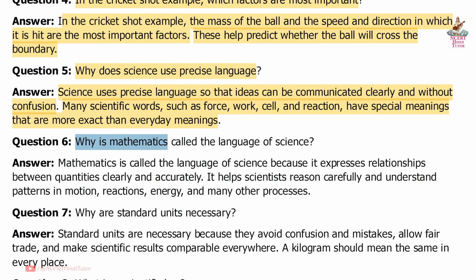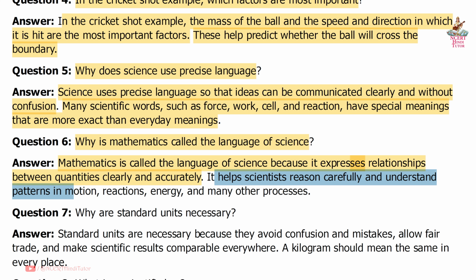Question 6. Why is mathematics called the language of science? Answer. Mathematics is called the language of science because it expresses relationships between quantities clearly and accurately. It helps scientists reason carefully and understand patterns in motion, reactions, energy, and many other processes.